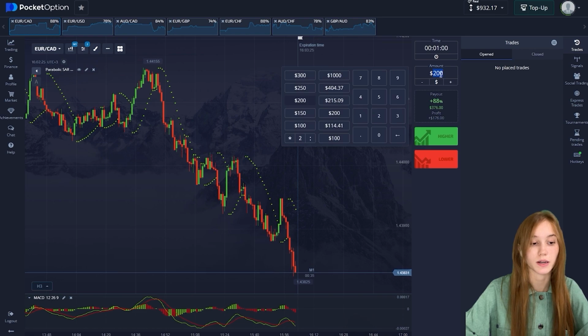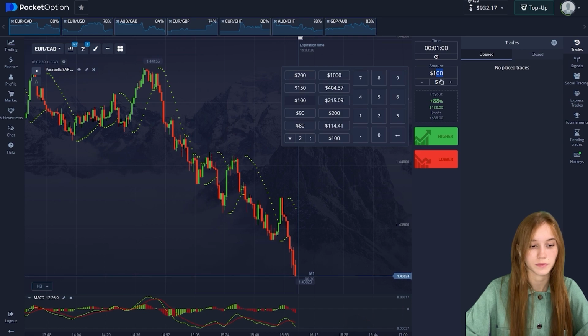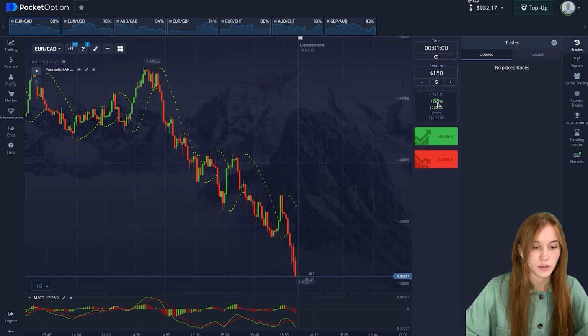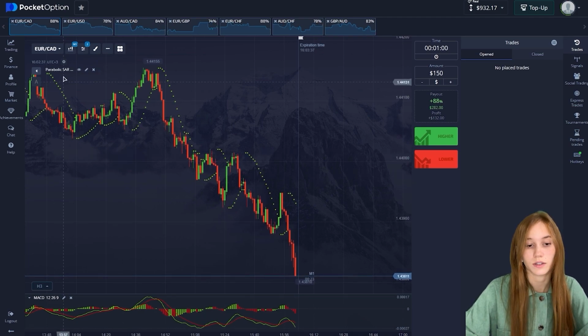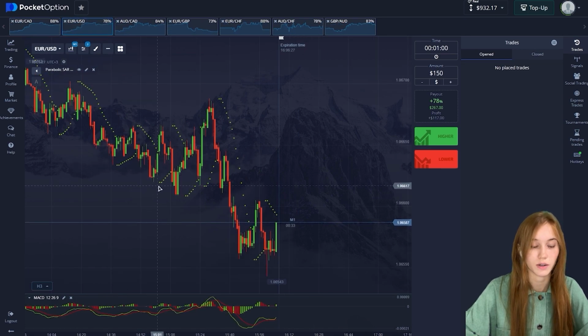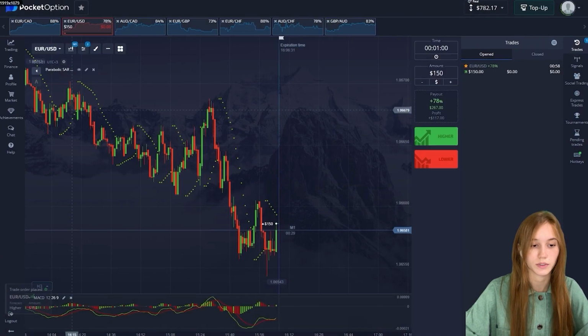Increase our deal amount to $100. I think it's good. 150. So we should reach the $1,000 mark. And the last concept is, let's open up. Start our chart is going down. Don't be afraid of this. I think the chart will go up.